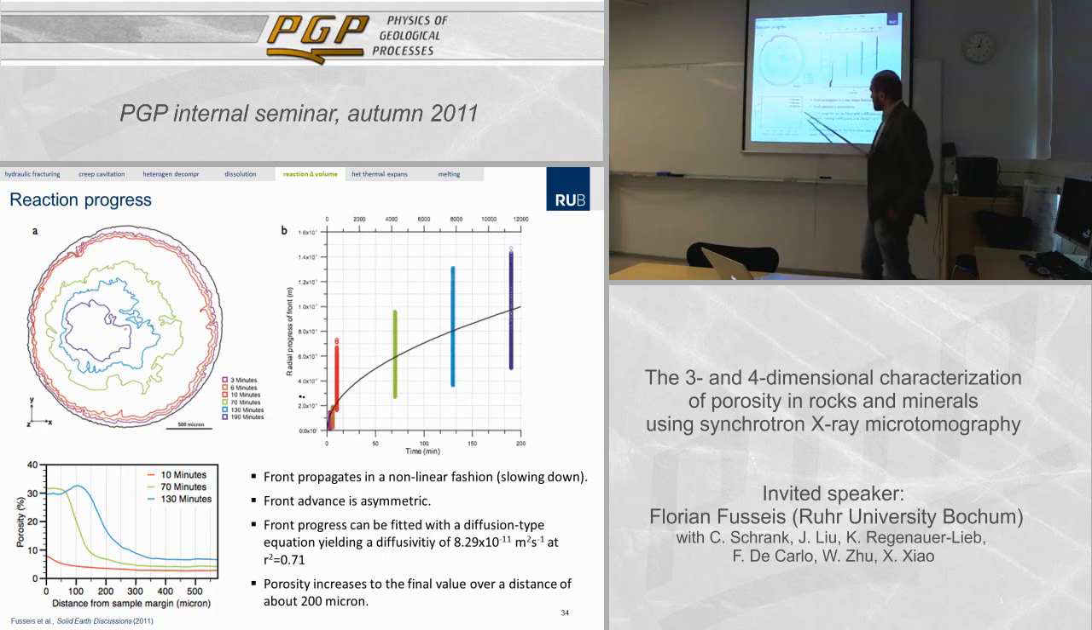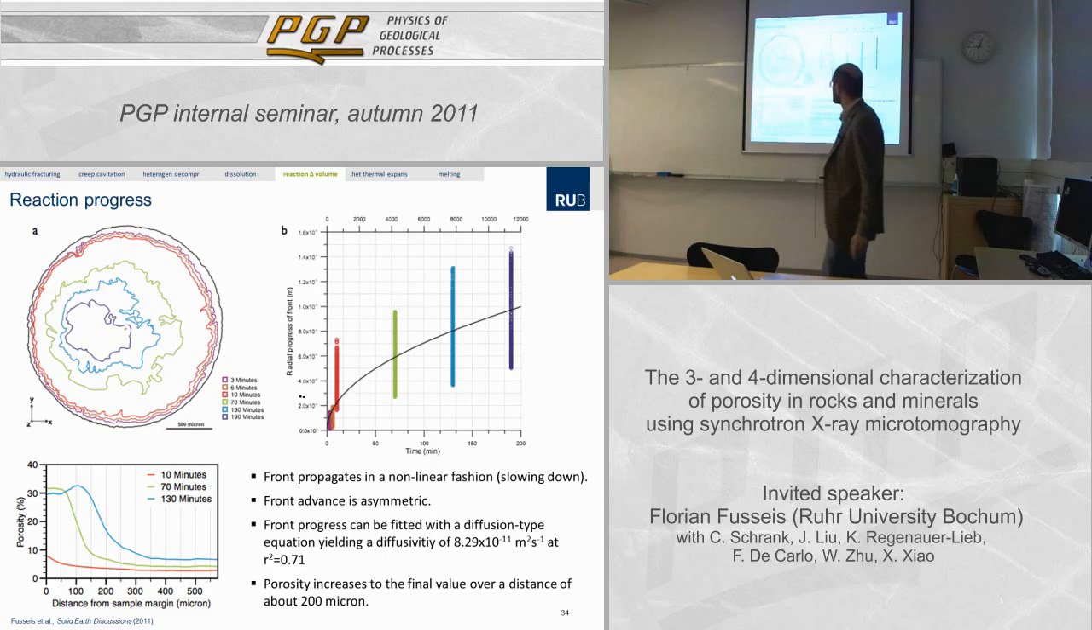We also quantified the porosity increase across the front. This is a bit coarse here, but first we do see that we actually reached the roughly predicted 30% porosity. This bump is a sampling effect. But what it does show is that the porosity does not increase over a distance of 20 millimeters, but over a very narrow region, about 200 microns.